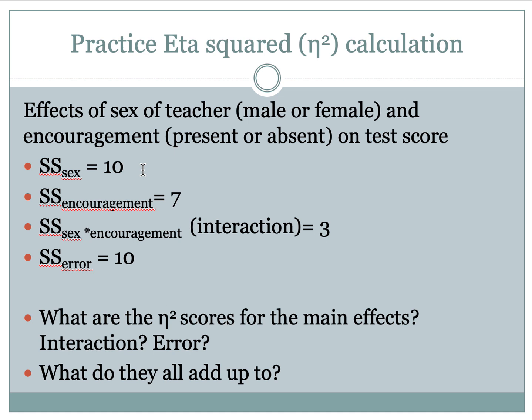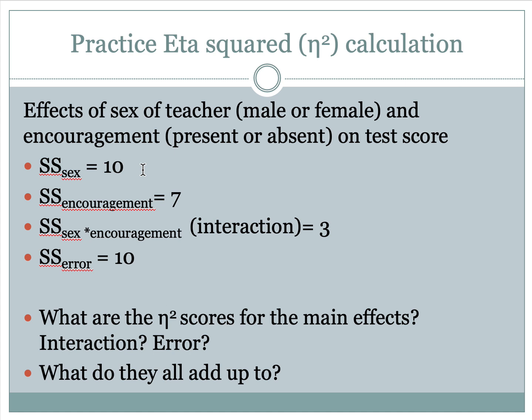How do you get the total? You just add them up. 10 plus 7 plus 3 plus 10, you throw in the error. Remember that sum of squares error is a measure of all the other variability in our data that wasn't specifically tied to one of the things we did as our manipulation. So 10 plus 7 plus 3 plus 10 is just 30. So the eta squared score for sex of teacher is 10 divided by 30, which gives you a score of 0.33.